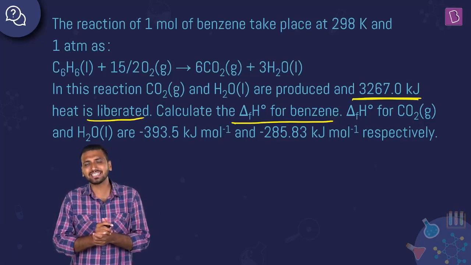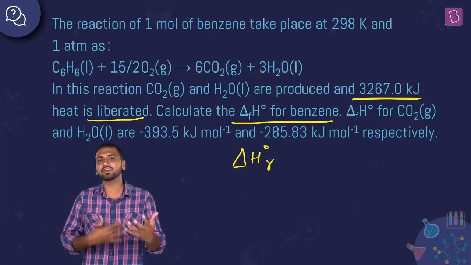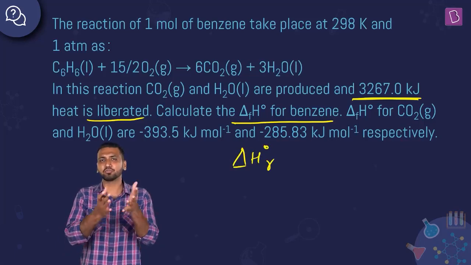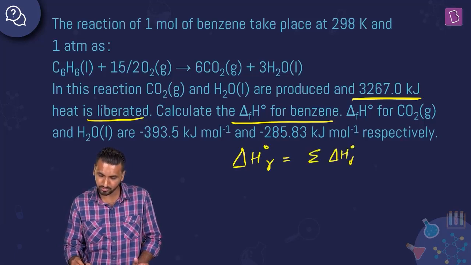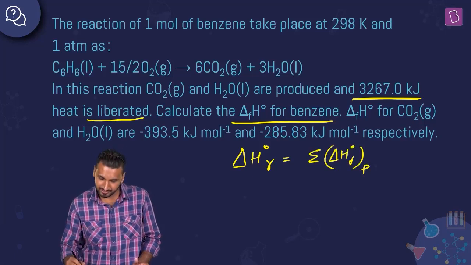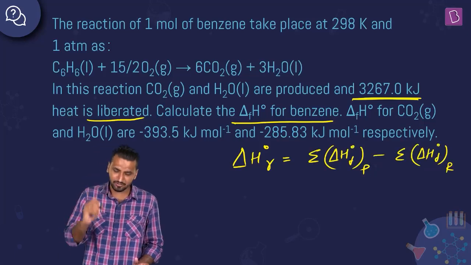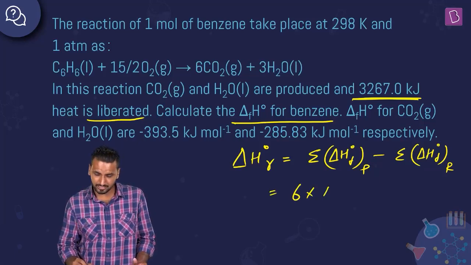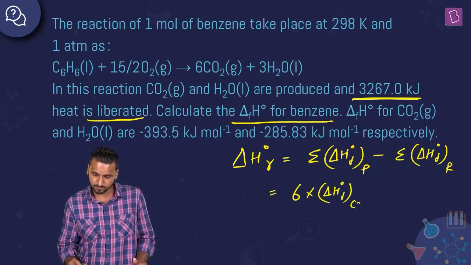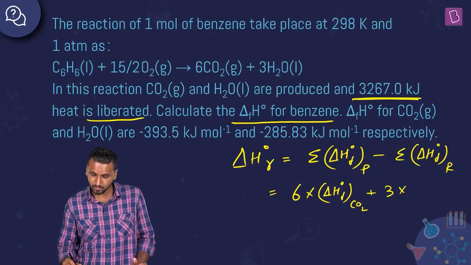Okay. So let's write the delta H naught of reaction in terms of enthalpy of formation, right? And that is going to be product minus reactant. Let me write that. Summation of delta H naught formation of product minus summation of delta H naught formation of reactant. What do you have on the product side? You have 6 CO2. So 6 into delta H naught formation of CO2, right? You have 3 water molecules, so plus 3 into delta H naught formation of water.